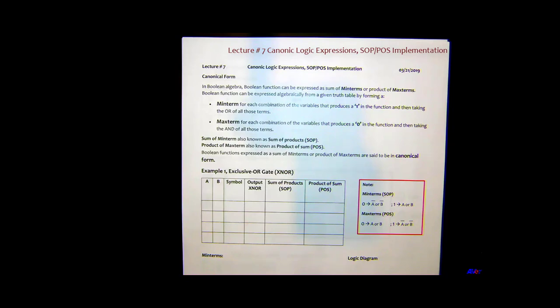But for today's lecture we are going to look at some truth tables, and we are going to derive the expression, both SOP and POS, and do the implementation so we can verify the logic as well.